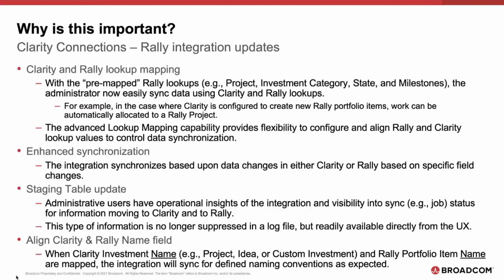And next, the synchronization tools have been improved to detect field level changes in either system and then update Clarity or Rally accordingly. The additional staging table for Clarity information flowing to Rally provides operational insights and visibility into job status, and that information is no longer suppressed in a log file, but it's readily available directly from the modern UX. Aligning that max character support count for Clarity investment name, whether it's for projects, ideas, or custom investments, and Rally portfolio item name really drives a smooth data flow.